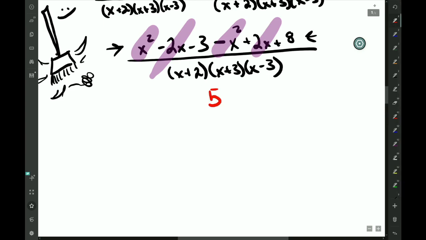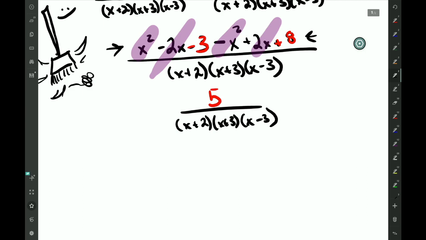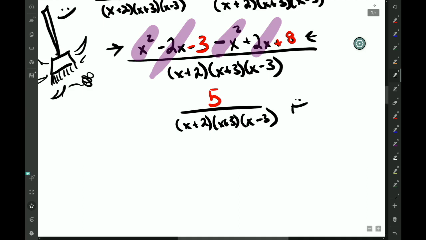Negative 3 plus 8 is 5 all over x plus 2, x plus 3, x minus 3. So sometimes everything will clean out. Just add your like terms, okay? Now it is clean and you are good to go to the next problem.